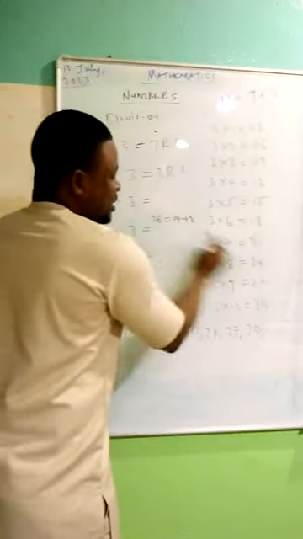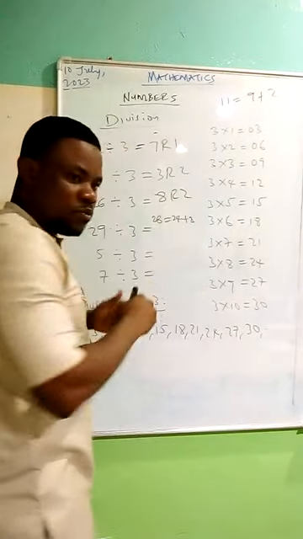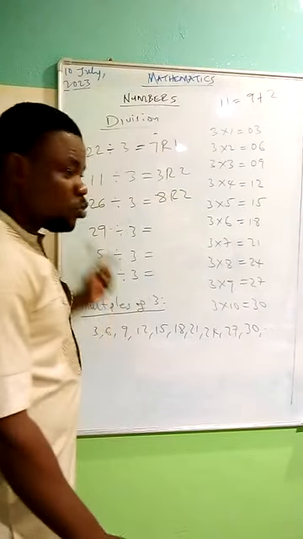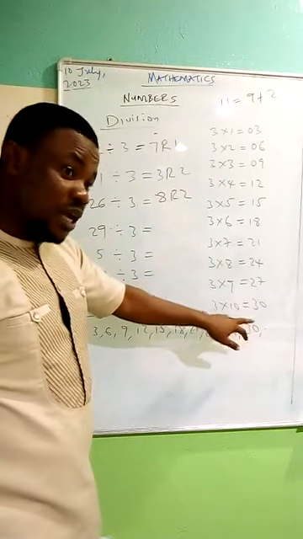So I'm dividing this now to get what? 8. And my remainder is what? Is a 2. Are you with me? So I'll do for what now? For 29. 29 is between what and what? 27 and what now? 30. Are you getting that?